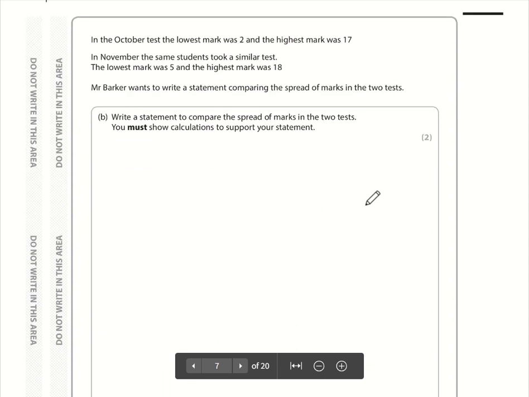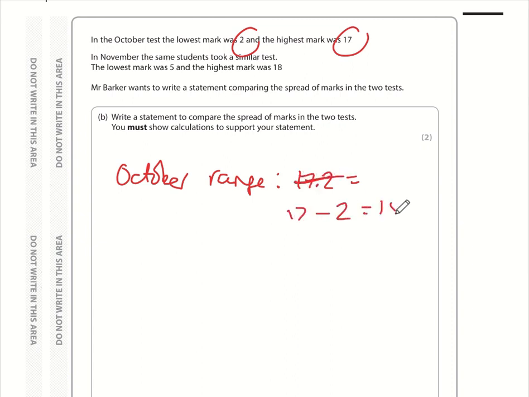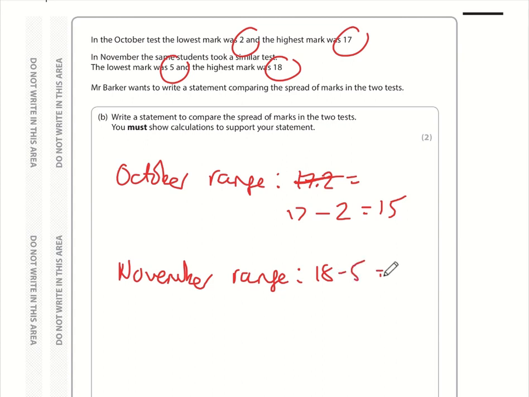Okay, so let's take a look at this one here. So we need to be working out the range here. So October range is the biggest minus the smallest. 17 take away 2, which is 15. Let's work out the November range. So the November range is 18 take away 5. And 18 minus 5 is 13. So the October range was greater.